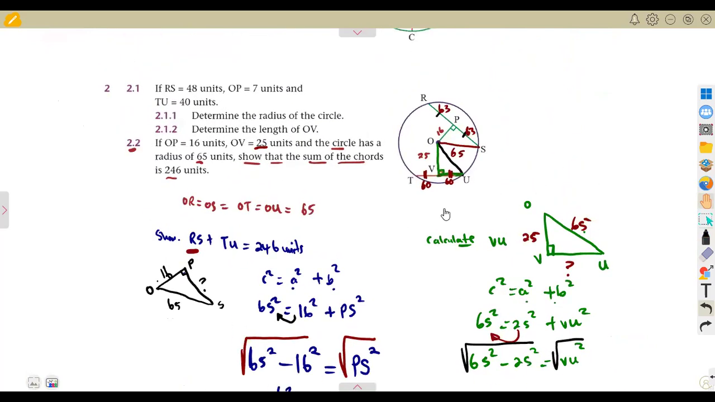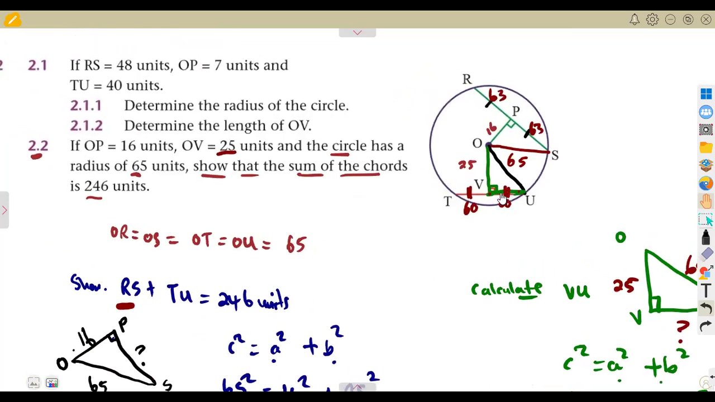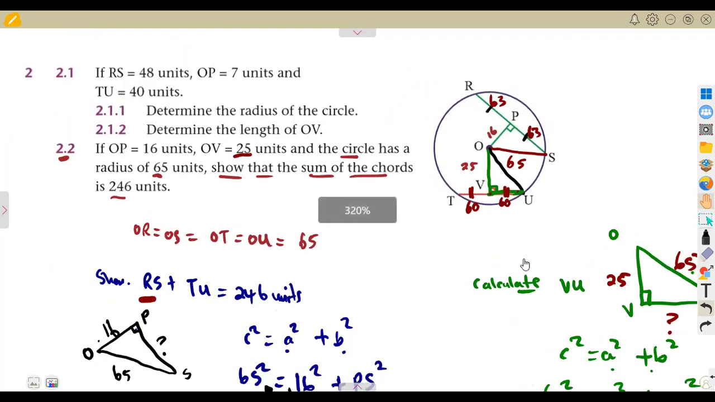They wanted you to go back to your Pythagoras theorem again. Use the concept. What is it that you are having there? What is it that you are having on that exercise?